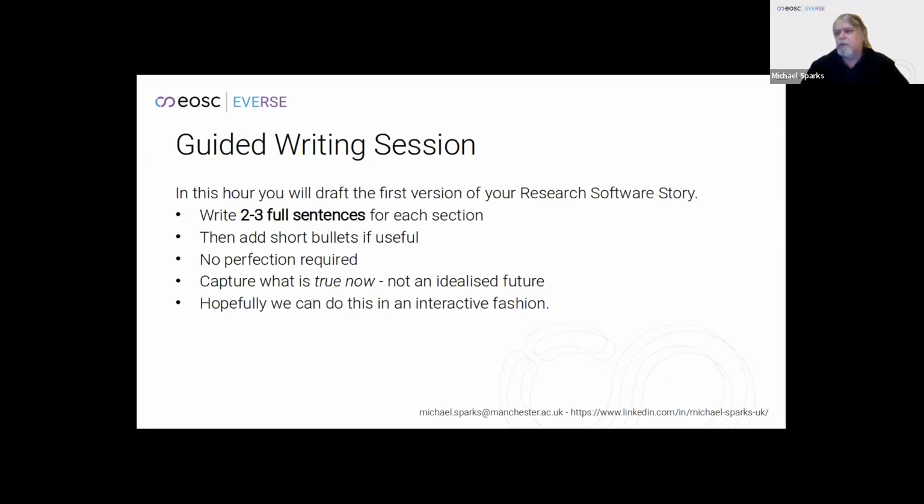At the end of this, I'd like people to have the first draft of your research software story. It won't be perfect or complete, but it'll give you the first 2 to 3 full sentences, hopefully, for each section, then maybe some short bullets if useful. It can never be perfect, because you can always refine things. So capture what's true now, not an idealized future. If you think it would be useful to also do something, you can write down that ideally we could also do this, but capture what's true now.